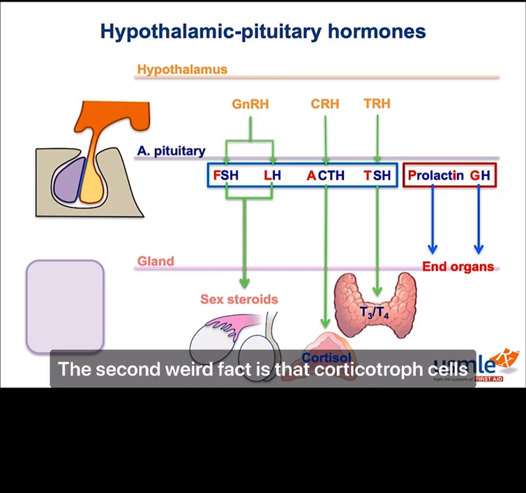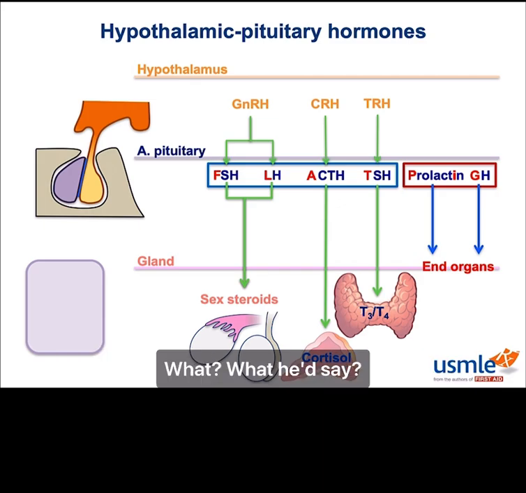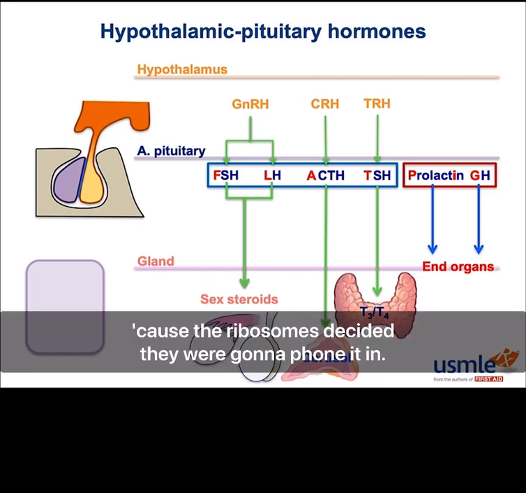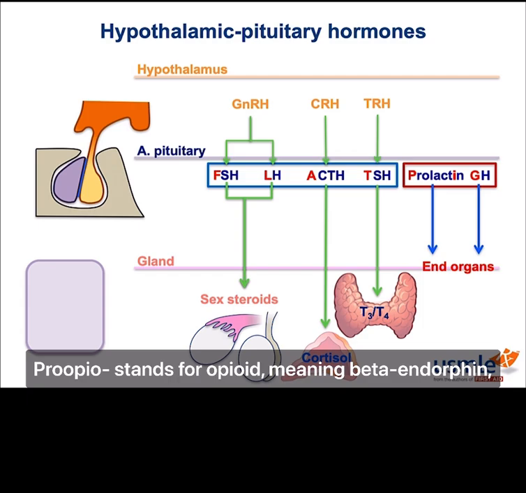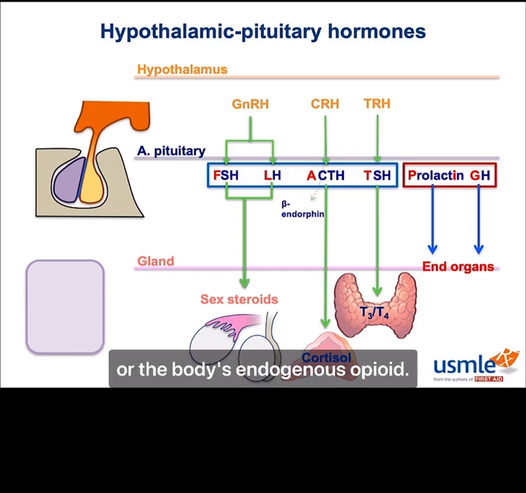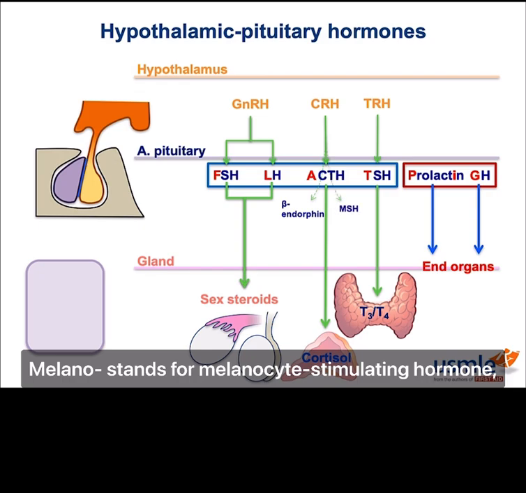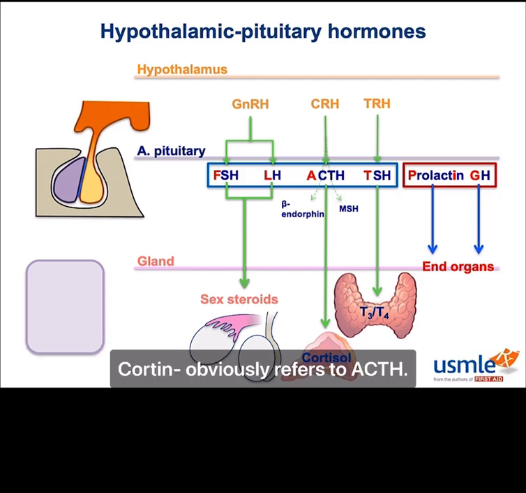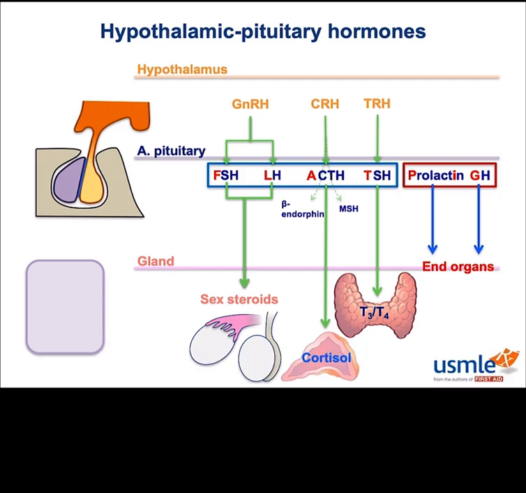The second weird fact is that corticotroph cells in the anterior pituitary synthesize ACTH from a precursor called pro-opiomelanocortin. What? What'd he say? Well, turns out it's not that hard. It's just 3 separate hormones that come from one precursor because the ribosomes decided they were going to phone it in. Pro-opio stands for opioid, meaning beta-endorphin, or the body's endogenous opioid. Melano stands for melanocyte-stimulating hormone, which potentiates the skin cells to increase melanin. Cortin obviously refers to ACTH.